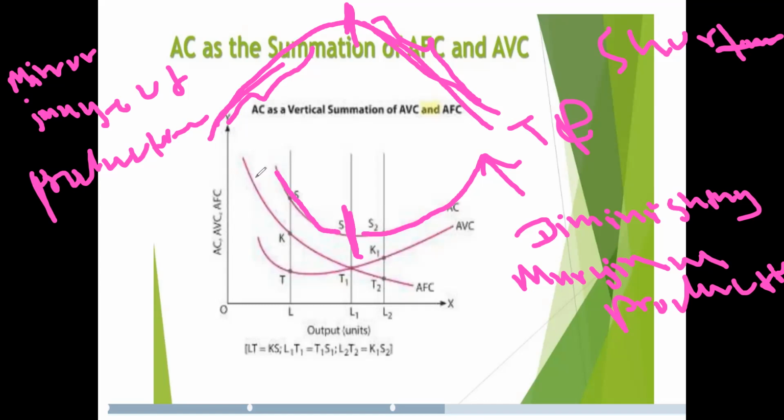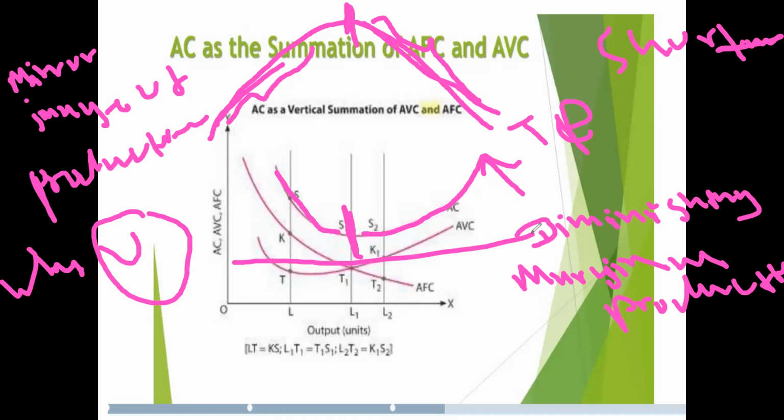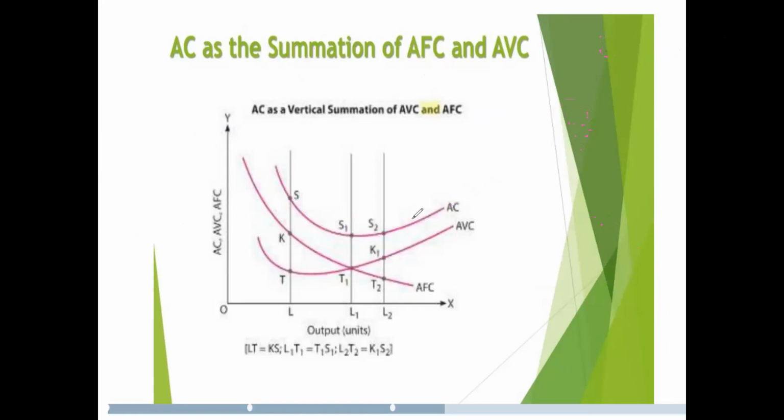And why do the short run cost curves take a U shape? Due to this diminishing marginal productivity. The short run cost curves take a U shape due to the diminishing marginal productivity theory, right?